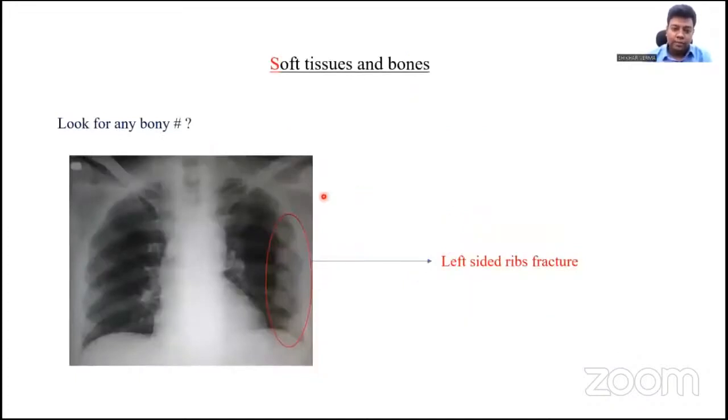Now comes the soft tissues part and bony part. In this, you can see that there is a break in the cortical lining, which denotes a fracture of the rib. The ribs are fractured here, here, here, and this side. So this is an X-ray film showing left-sided rib fractures.